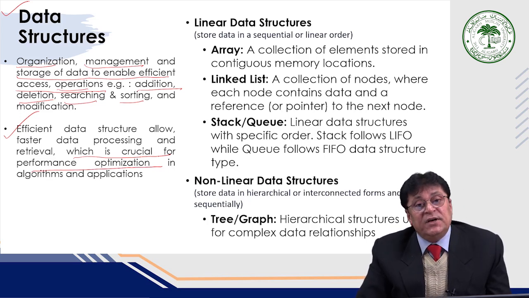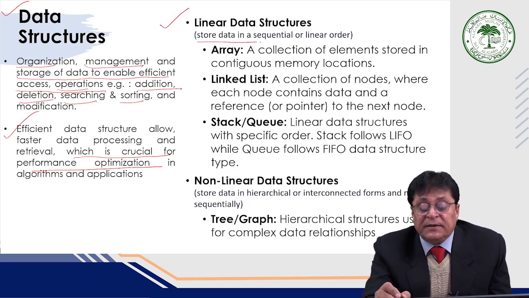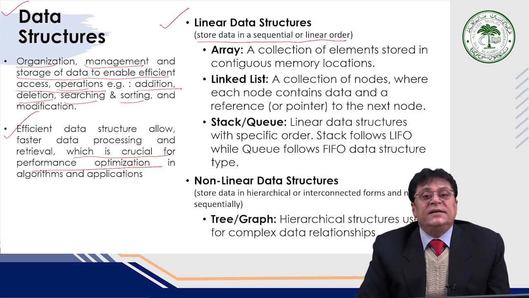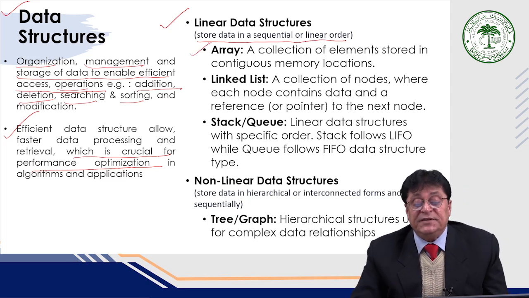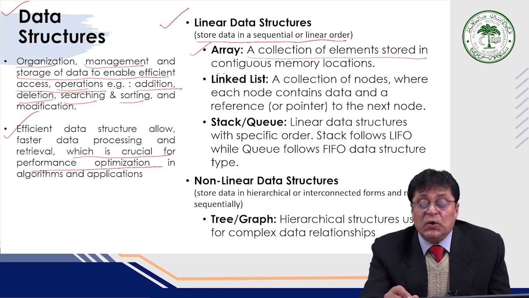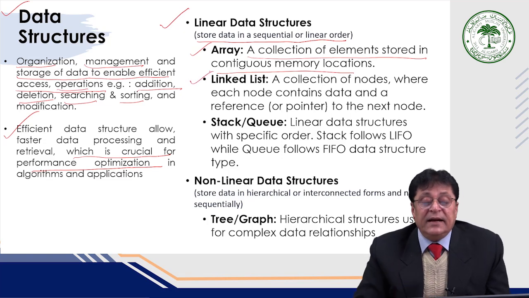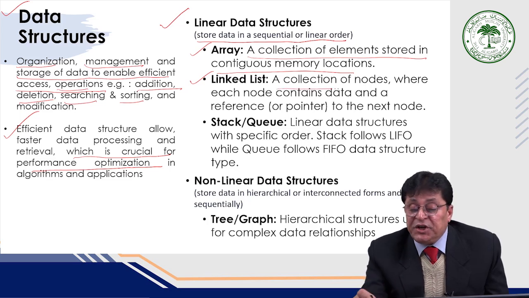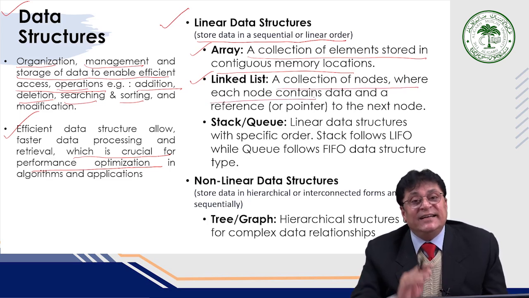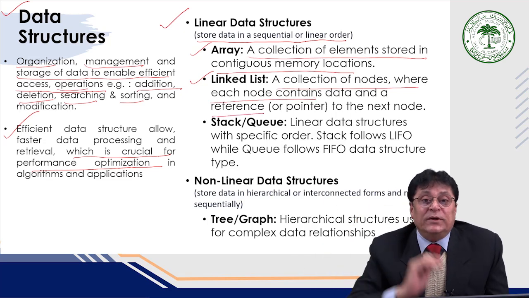One is linear data structure, another one is non-linear data structure. The linear data structure stores data in a sequential or linear order or fashion. Various types of linear data structures are array, which is a collection of elements stored in continuous or sequential memory locations. Another popular linear data structure is linked list, which is a collection of nodes where each node contains data and a reference point, which is known as pointer, to the next node.